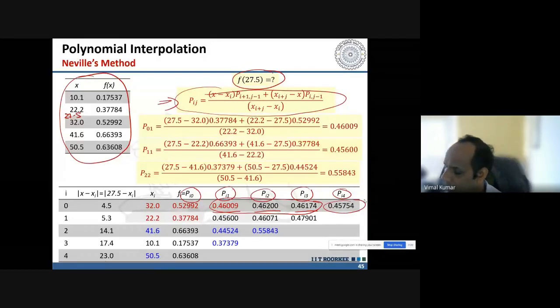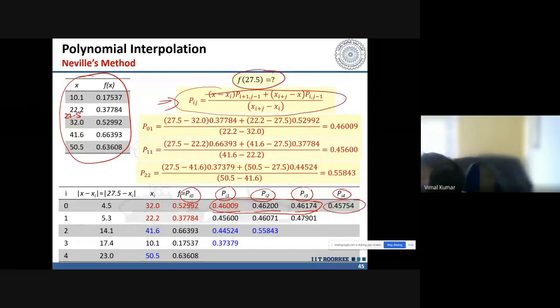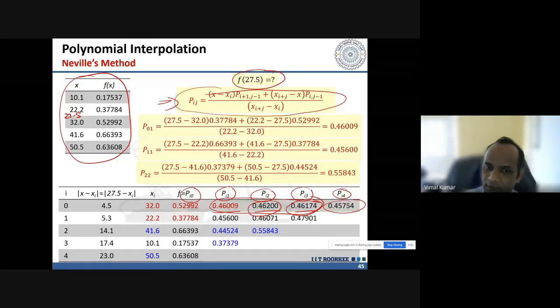Actually, in this case pi4 is limited because we have 5 data points, but the value is changing. So when two values are close to each other, we stop there. 0.46200 and 0.46174 are close to each other. So let's say 0.46174 is my true answer in this case for f equal to 27.5, because the oscillation starts after that. We should not consider the final value.